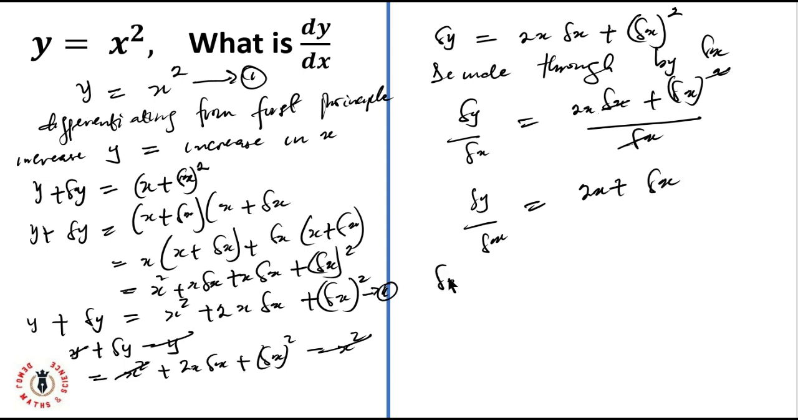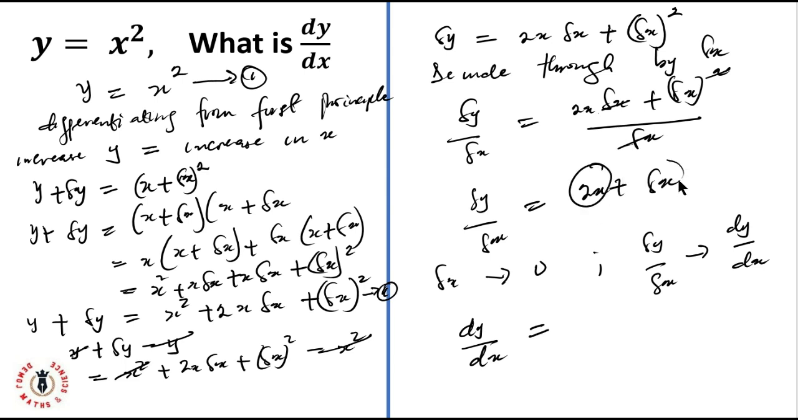Now, as delta x tends to 0, first principle tells us that delta y over delta x tends to dy dx. Obviously, my dy dx will now become, here I have 2x plus delta x. Delta x obviously is going to tend to 0, it's going to become 0, and I have just 2x left. dy dx is equal to 2x.